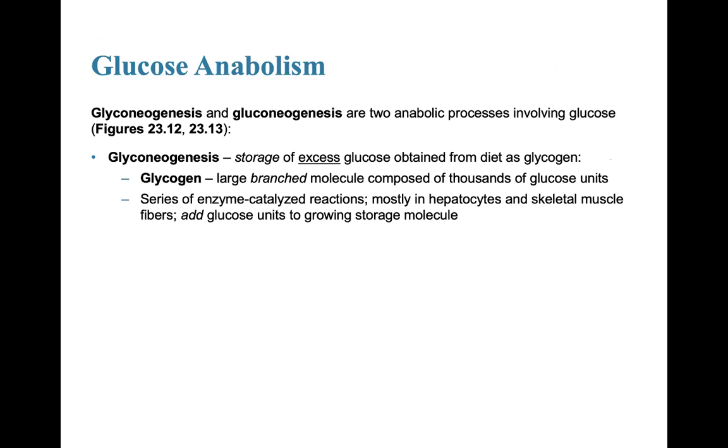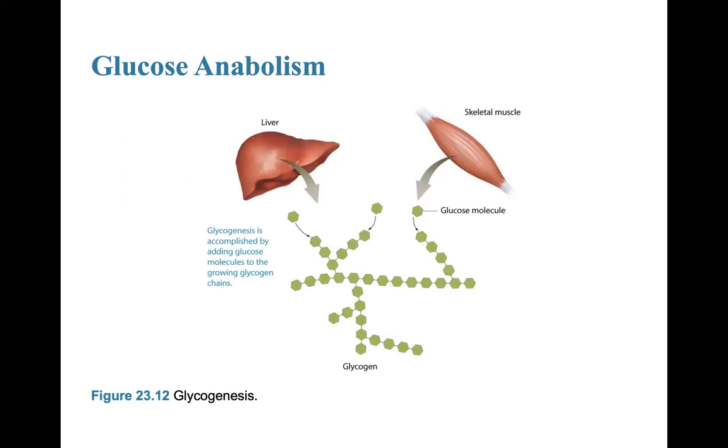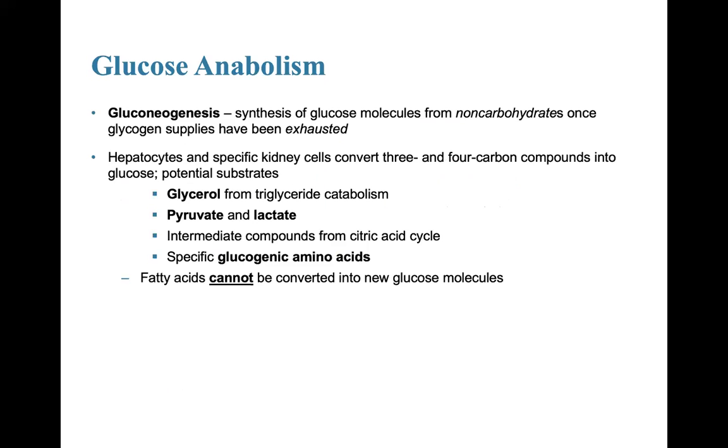Now, glucose anabolism, we have two processes, glyconeogenesis and gluconeogenesis. These are two anabolic processes involving glucose. Glyconeogenesis is the storage of excess glucose obtained from the diet as glycogen. Glycogen is a large branched molecule composed of thousands of glucose units. It's a series of enzyme-catalyzed reactions, mostly in hepatocytes and skeletal muscle fibers, that add glucose units to a growing storage molecule. So essentially, you take glucose molecules and you form this very large starch of glycogen for storage.